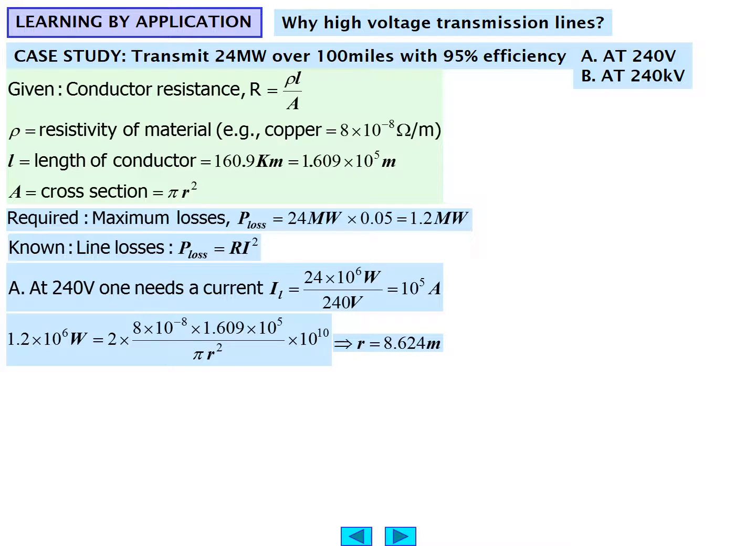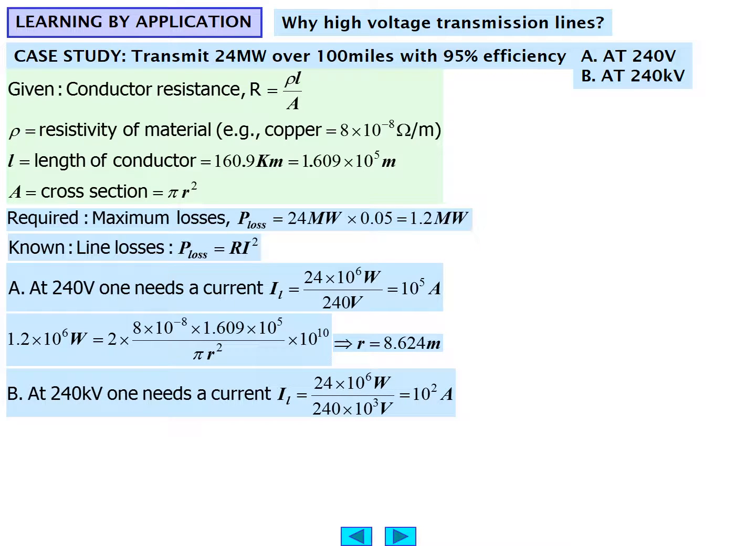Well, this is the problem, because producing this calculation where the voltage is 240 volts, we find that the copper conductor will have a radius of 8.6 meters. That means a diameter of twice that. That's a very large piece of copper as a result, and very heavy and totally impractical.